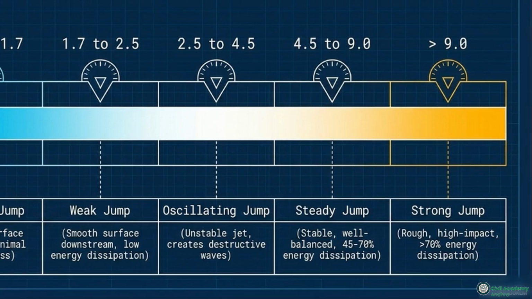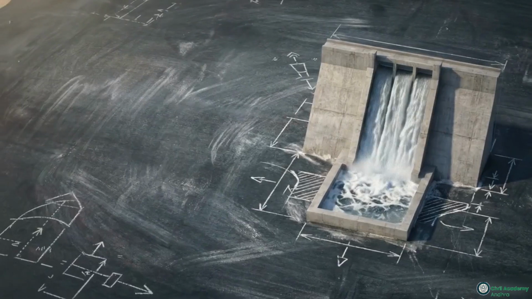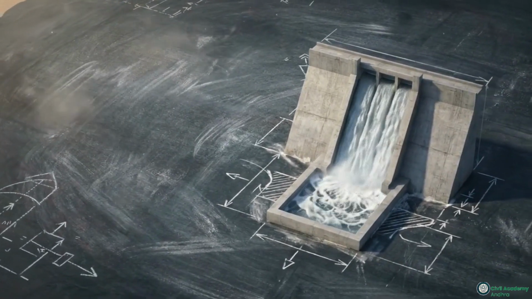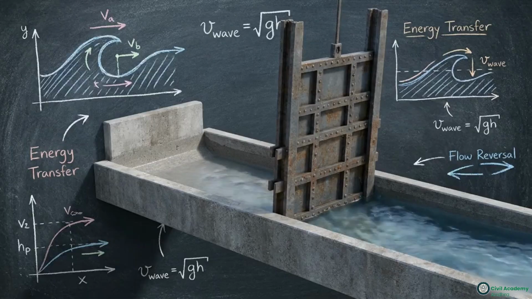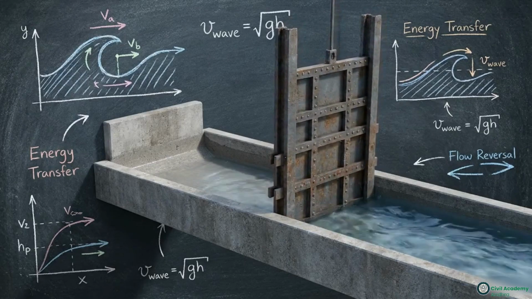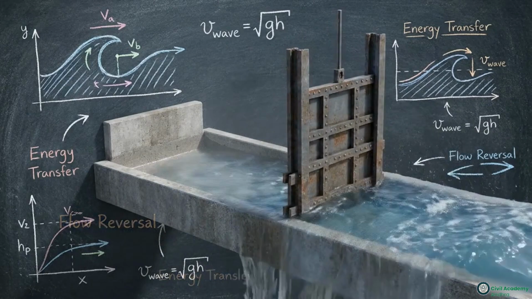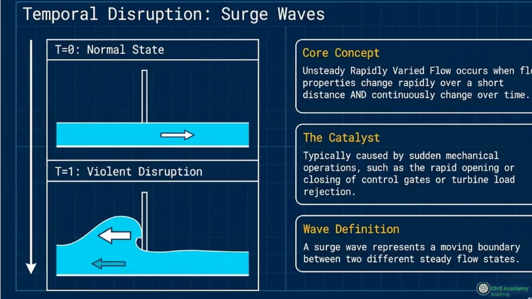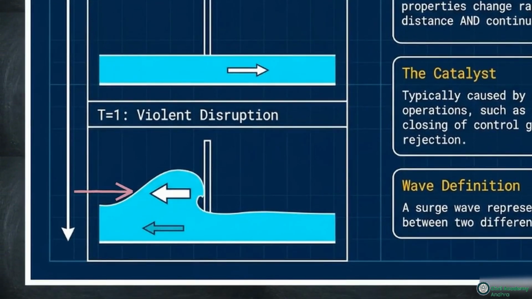Forcing a hydraulic jump through design provides a highly controlled mechanism for energy dissipation, protecting downstream structures from high-velocity kinetic erosion. In the final state, unsteady RVF, flow properties change rapidly across space, while simultaneously and continuously changing over time. These states are typically triggered by sudden mechanical operations, such as gate closures or turbine load rejections. The resulting surge wave acts as a moving boundary, forming an interface between two different steady flow states.